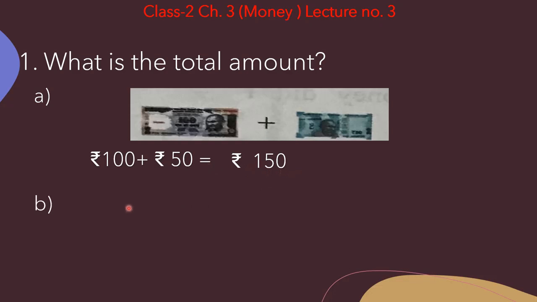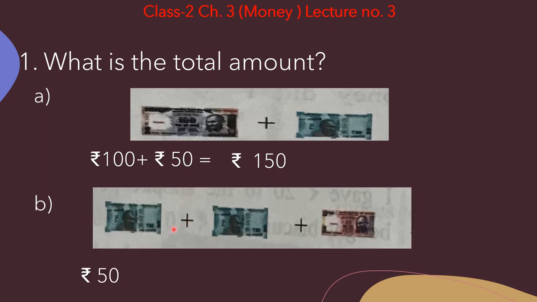Now we will do B part. Here we have again some notes. So let's see which notes are given to us. Here this is 50 rupees note. Again we have 50 rupees note and then 10 rupees note. So first of all we will write here rupees 50 plus rupees 50 plus rupees 10. Now we have to add. So 50 plus 50 that is equal to 100. 100 plus 10 that is equal to 110. So here we will write rupees 110.